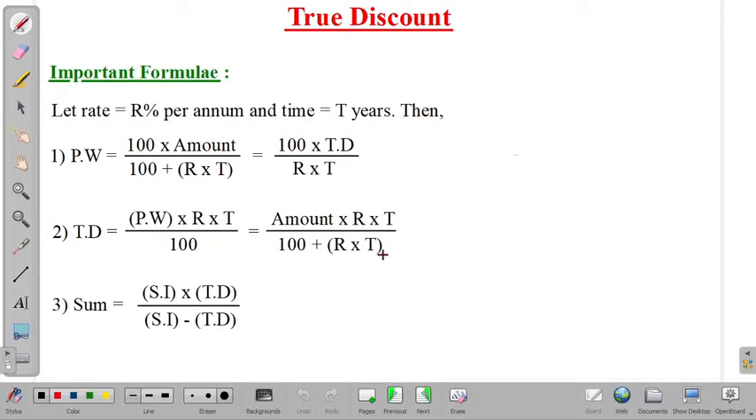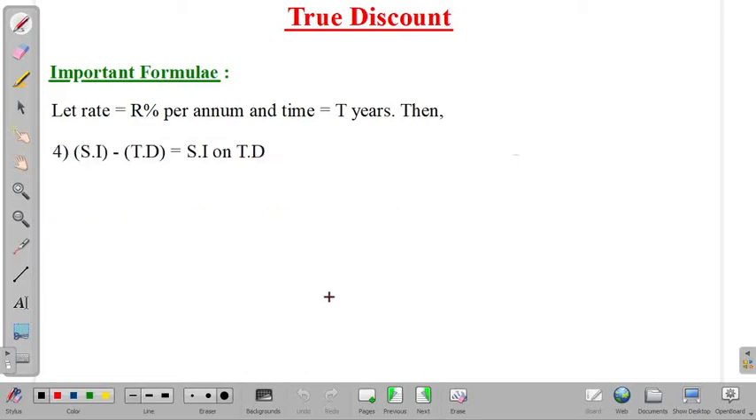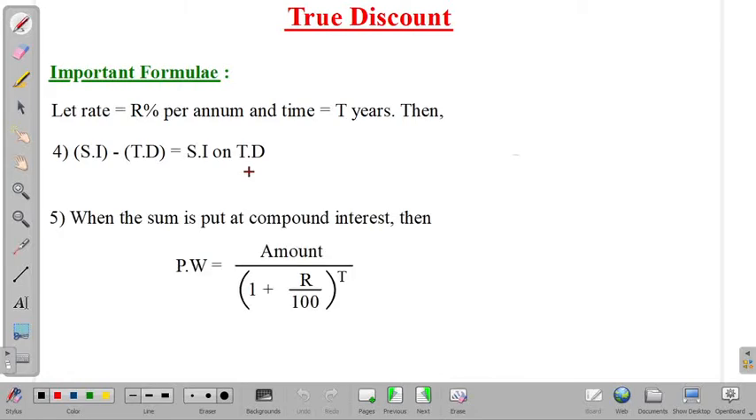Okay. Next formula to calculate the sum or amount. If we know simple interest and true discount, then it can be calculated as simple interest into true discount divided by simple interest minus true discount. Next formula is difference between simple interest and true discount will be equal to simple interest on true discount. Okay. And till now we have taken interest as simple interest.